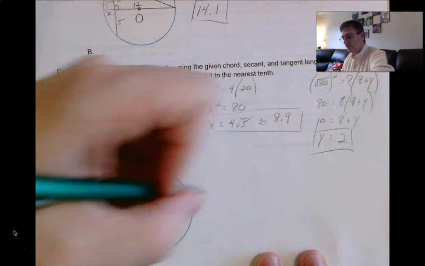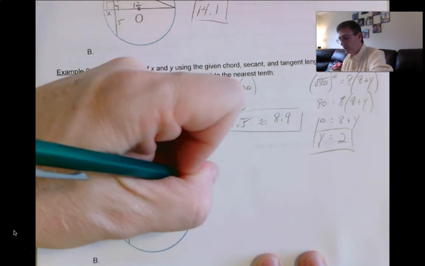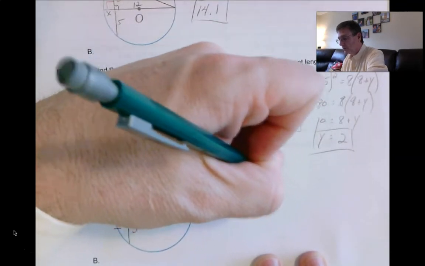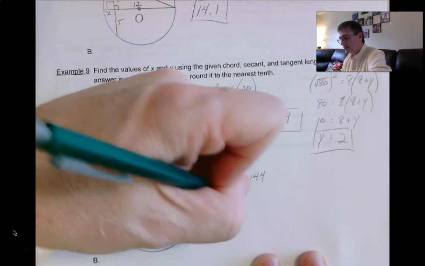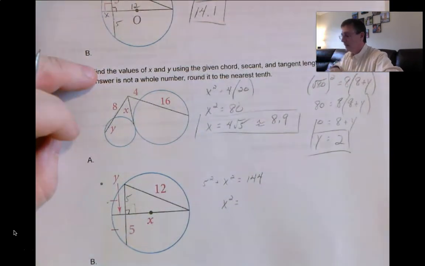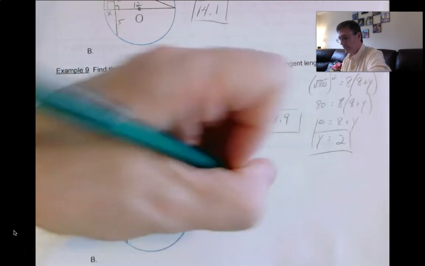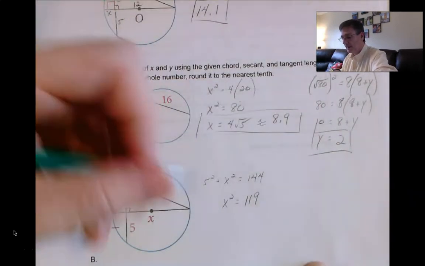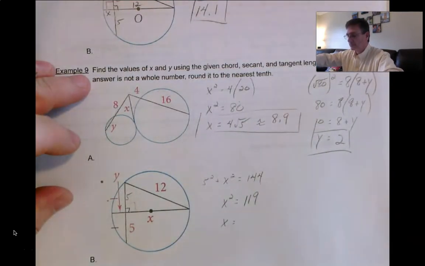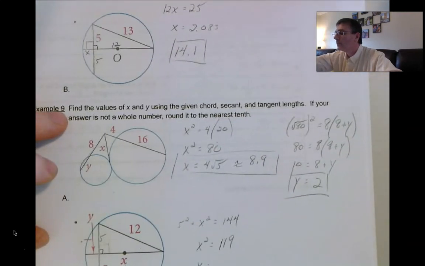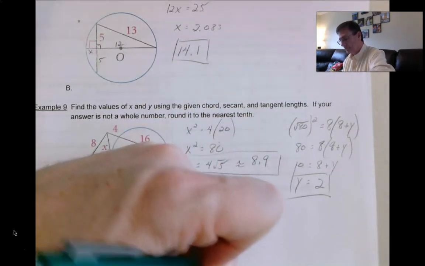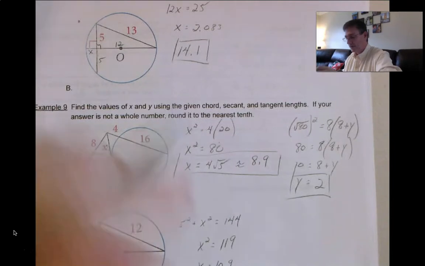So we have 5 squared plus x squared equals 144, or 12 squared. 25. x squared equals 144 minus 25, 119. And we square root that. x is equal to 10.9 approximately.